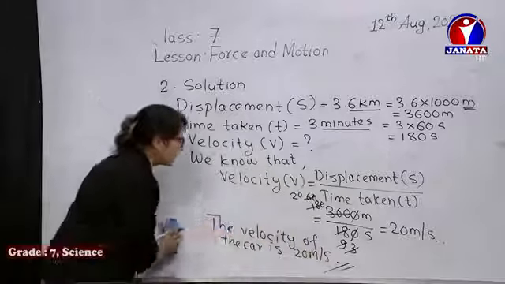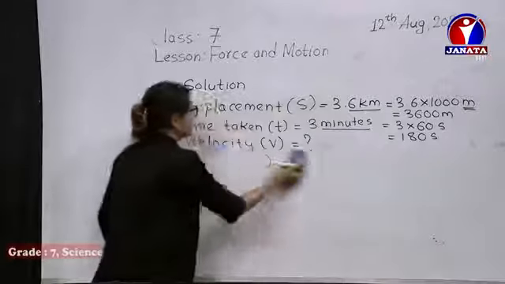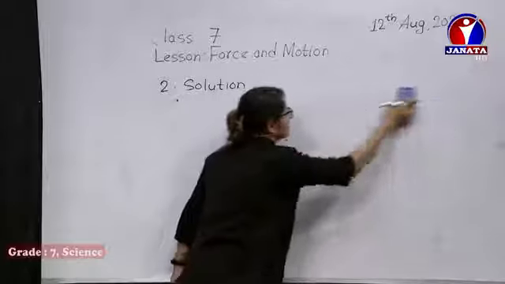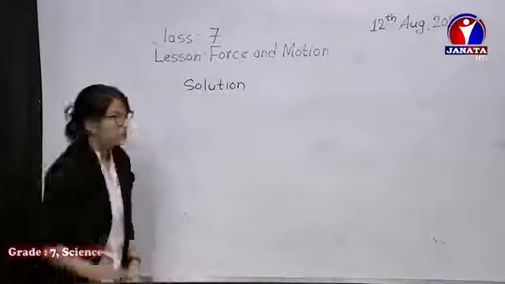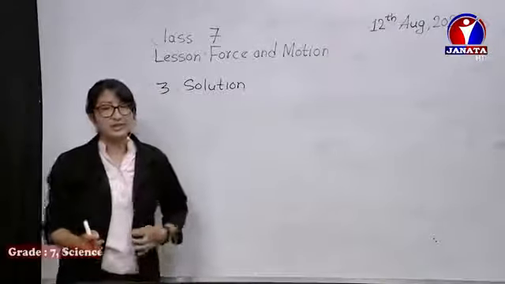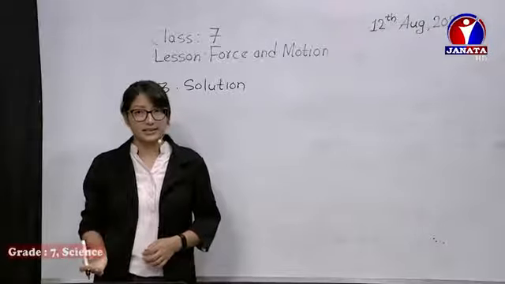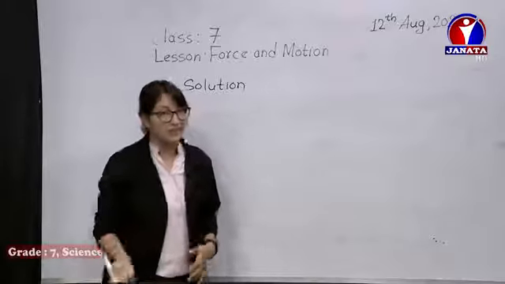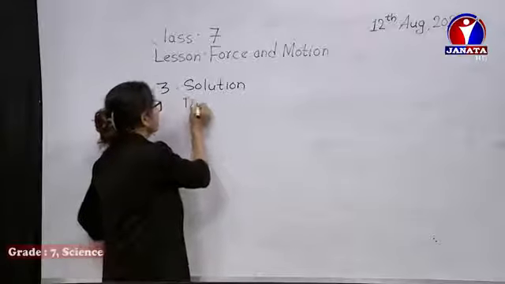So that's all about the second problem. Now let's solve the third numerical related to velocity again, average velocity. Question number 3. I'll read it for you: a bicycle covers a distance of 15 meter in 5 seconds. So first of all, here it's displacement.